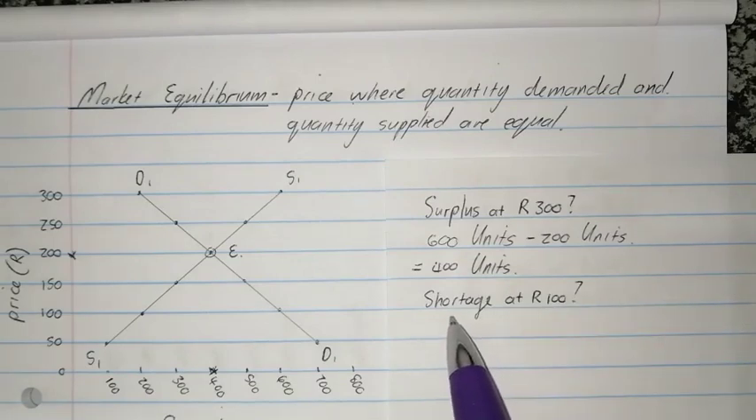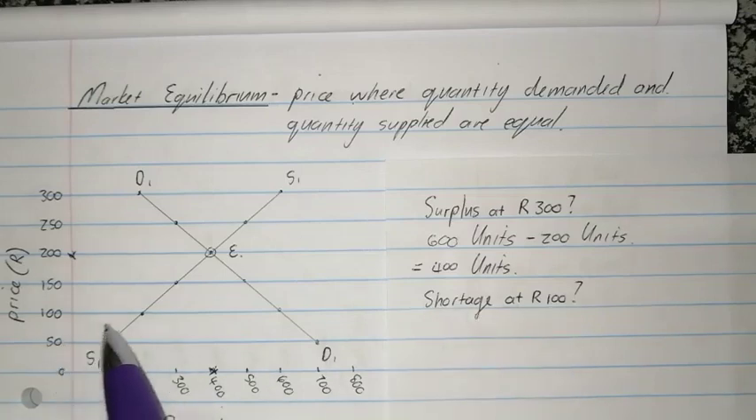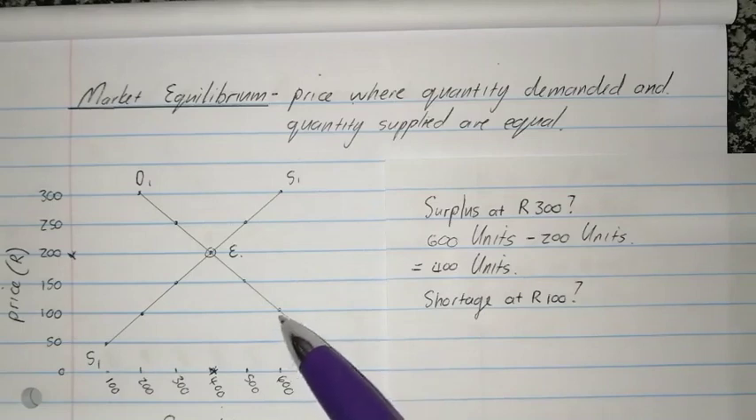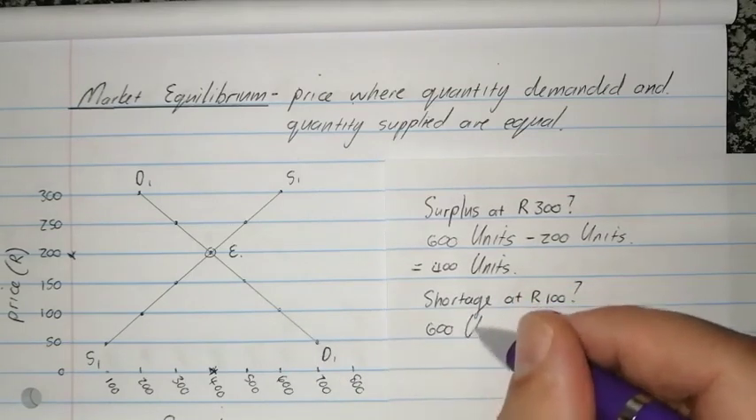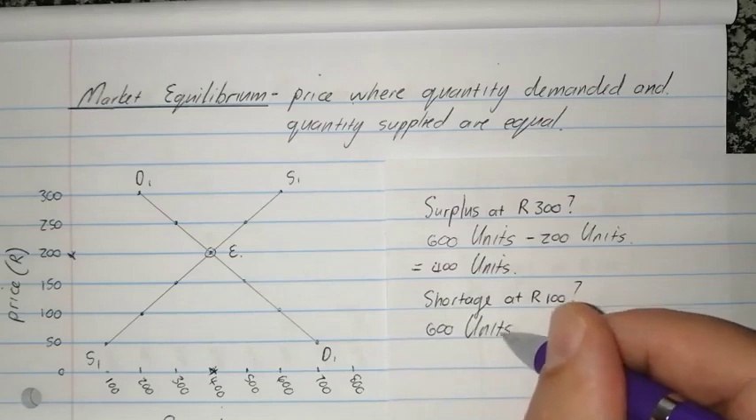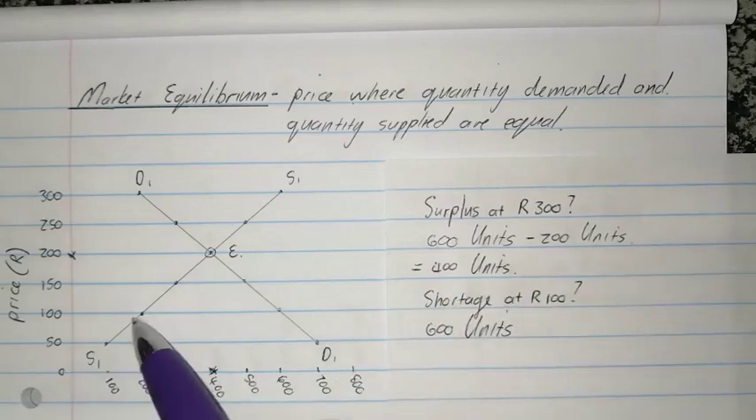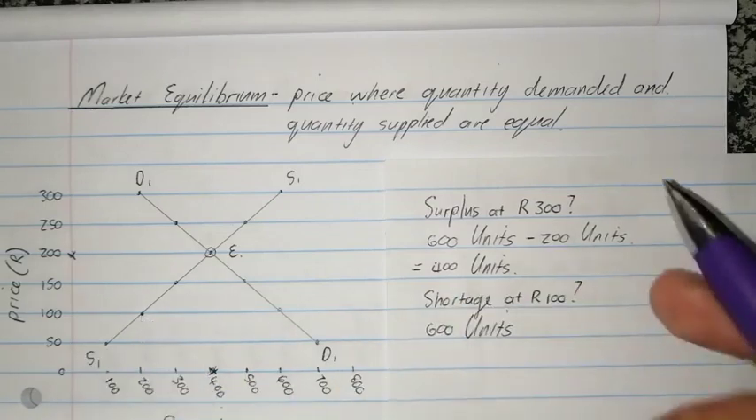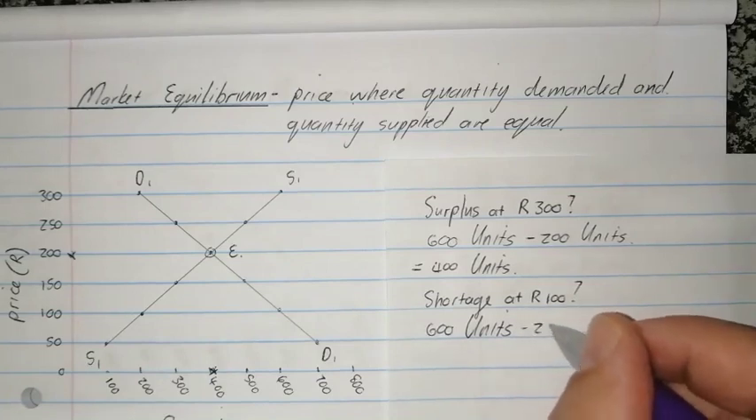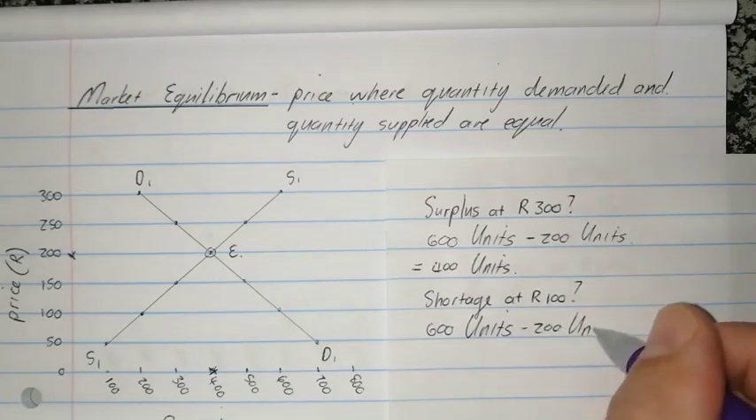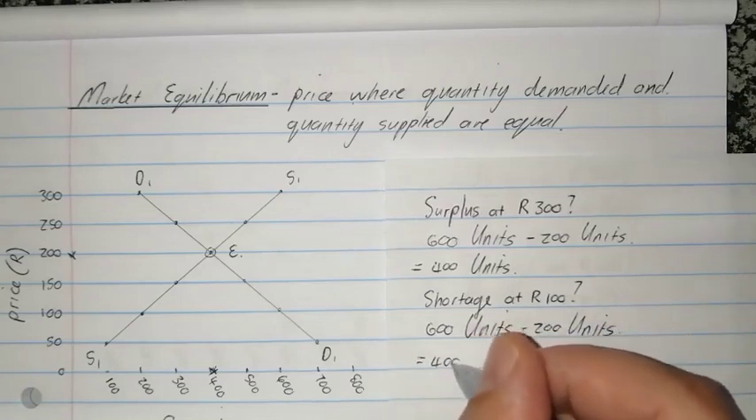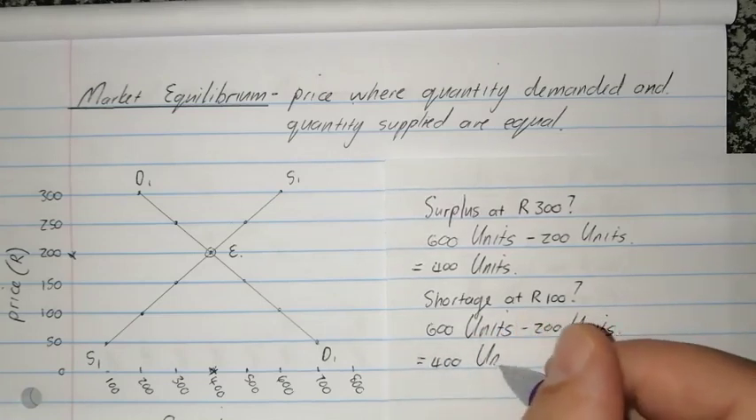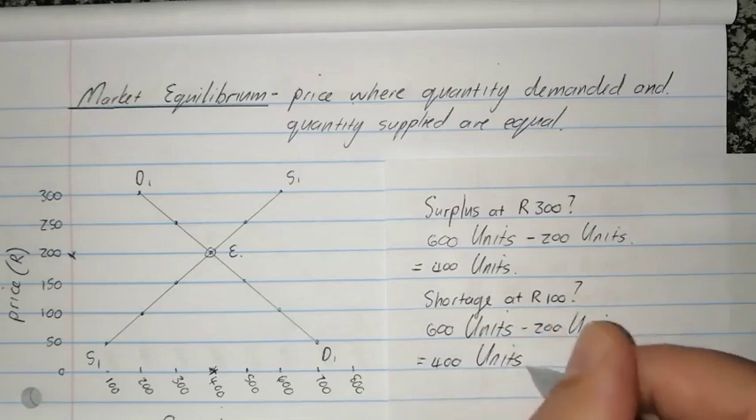Okay, now another question, shortage at 100 Rand. So let's have a look. At 100 Rand, the quantity demanded is 600 units. And at 100 Rand, the quantity supplied is only 200 units. Do you see we have a big problem here as well? We have a shortage of 400 units, 600 minus 200.